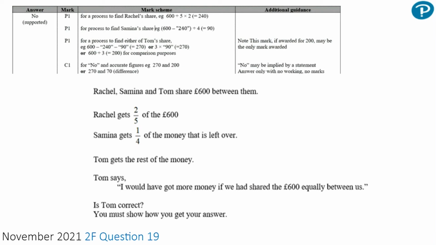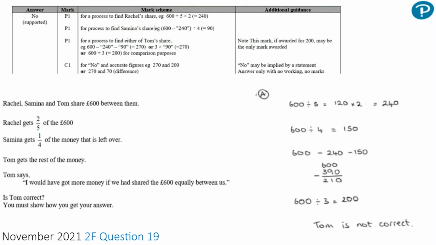This question 2F, question 19, calculator paper. That's the question there, and then we've got a question and response. We've got a 240, we've got a 600 divided by 4 equals 150, but then they've come back and gone, no, 600 minus 240. And then they're minusing 150. So they've got lots of different things going on here.